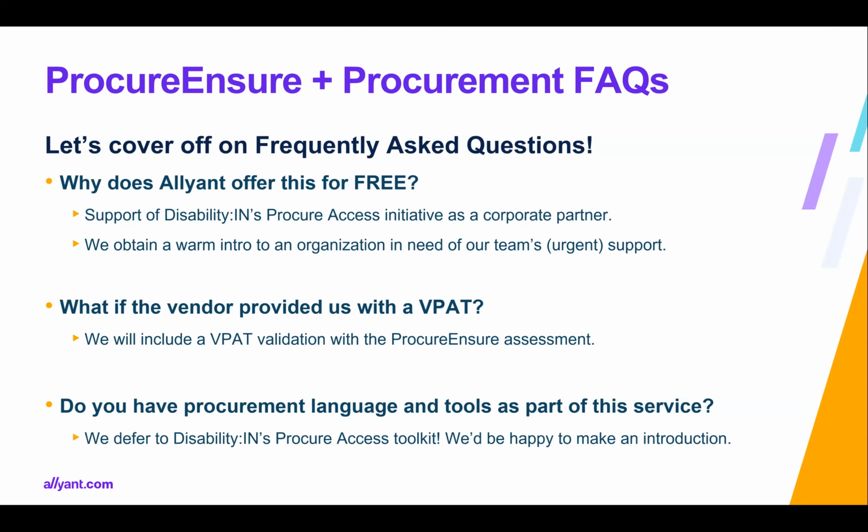That's where ProcureEnsure can really come into play, because you can go back to your vendor and say, here is a report from an accessibility vendor in the space. Here they've given you a rating, and here they've outlined a few reasons why you were given that rating. You can then begin to move the accessibility conversation with that vendor forward from there.